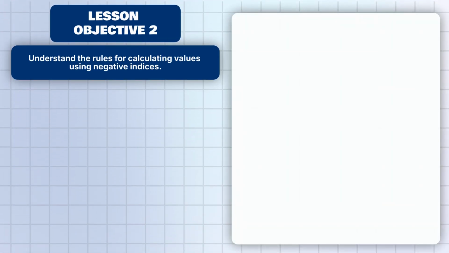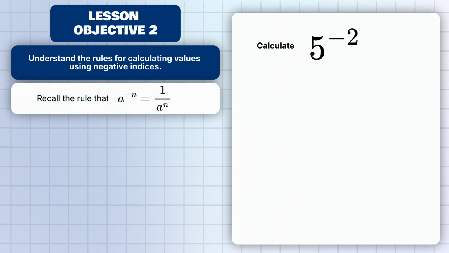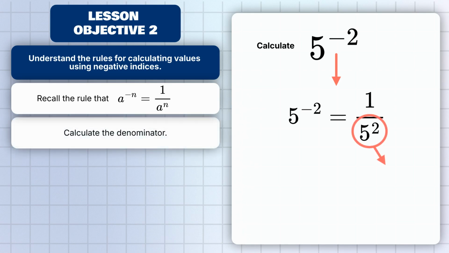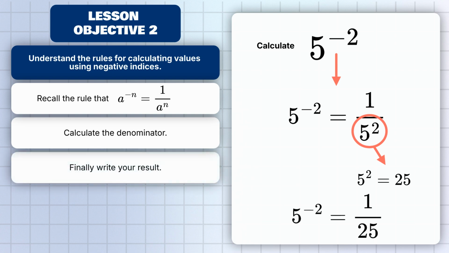Let's look at another example. Calculate 5 to the power of minus 2. First, recall the negative indices rule. Use this rule to convert 5 to the power of minus 2 to 1 over 5 to the power of 2. Now calculate the denominator, which is 5 squared, which equals 25. The result is therefore 1 over 25.